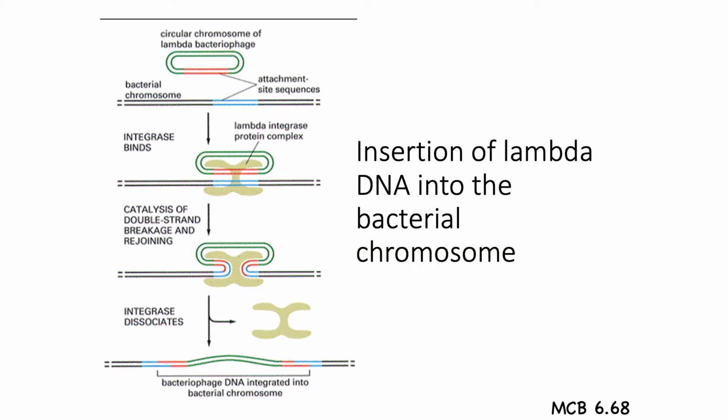So again, the insertion of the lambda DNA into the bacterial chromosome occurs through a homologous recombination event where there's a sequence on the lambda that's homologous to a region on the E. coli chromosome. There's also a protein coded for by the lambda, which we call integrase, which facilitates the recombination that inserts the viral DNA into the chromosome.